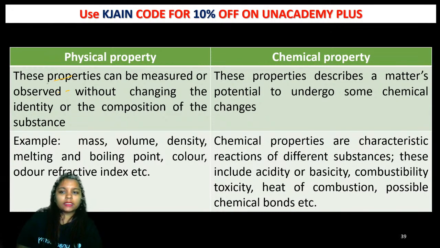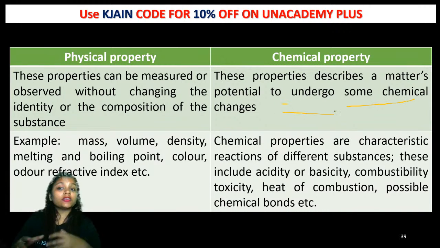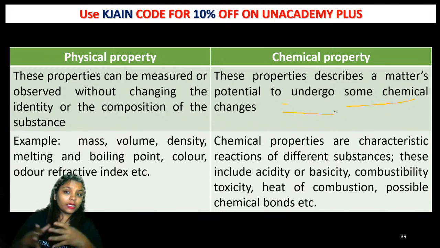Physical properties can be measured or observed without changing the identity or composition of the substance. Physical properties are those which can be observed very easily, even with the naked eye. But chemical properties describe the matter's potential to undergo some chemical change. Like there is some chemical change, a new product is formed, in the case of chemical reactions. In a physical property, no new compound is formed.